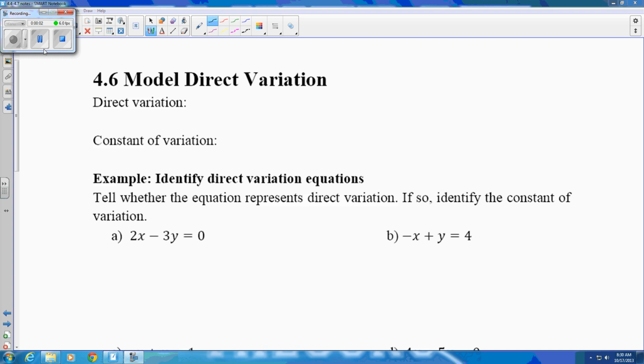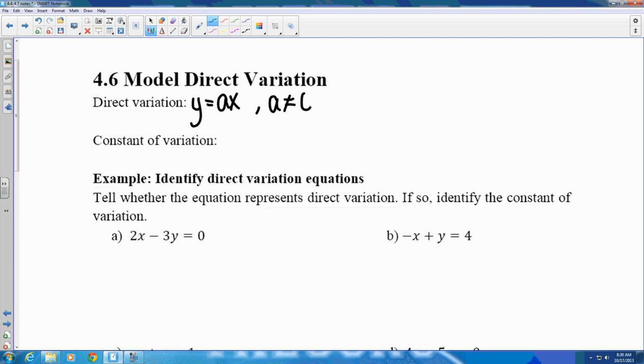Okay, we are doing section 4.6, modeling direct variation. The direct variation equation that we're going to be using today is y equals a times x. Your a is not going to be 0. And that a is what we are calling the constant of variation, so it's what's relating our x and our y to one another.